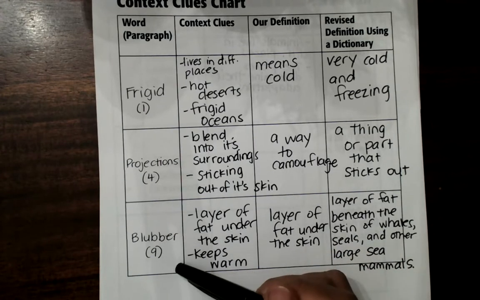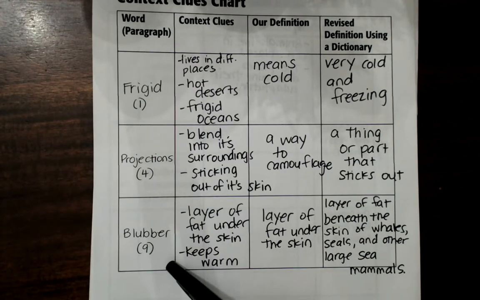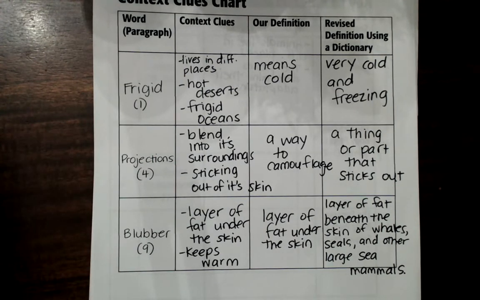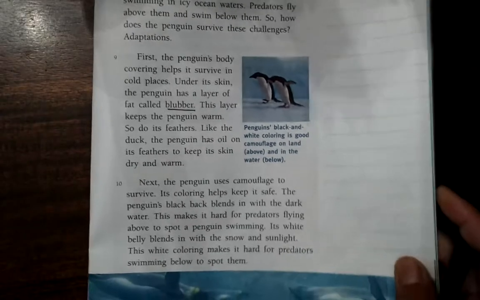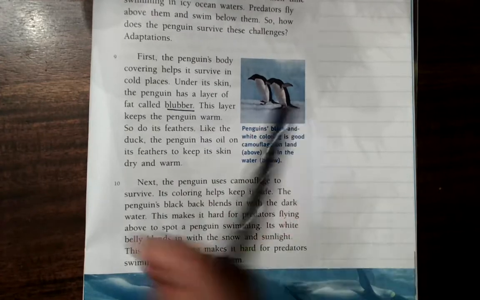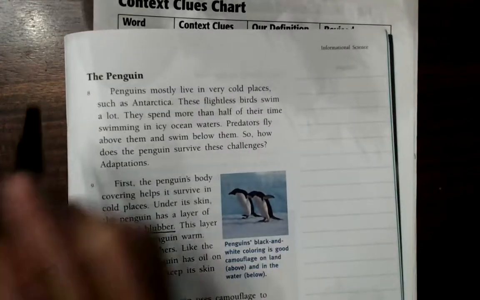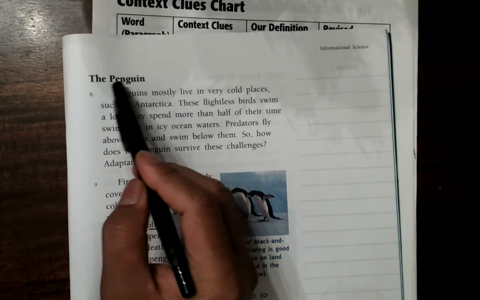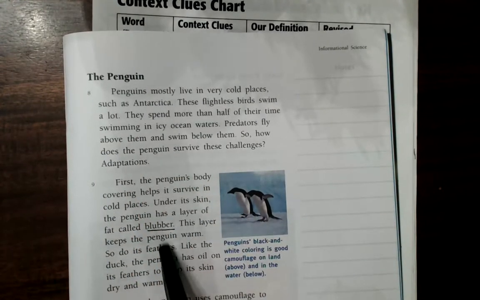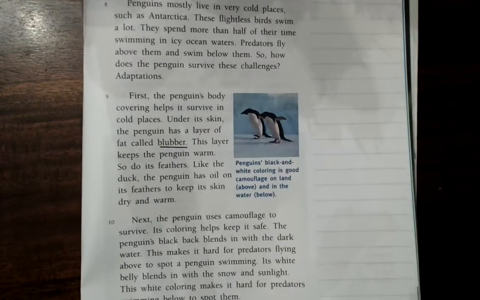And finally, we have the word blubber, which is on paragraph 9. So again, in Animal Adaptations, we're going to paragraph 9, which is labeled for us, like all the paragraphs. And here, we're going to be talking about the penguin. And I can see that we're going to talk about the penguin because it says so right here in my heading, right? So that little subtitle here tells me that this is all going to be about penguins.